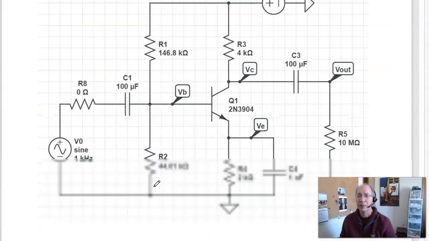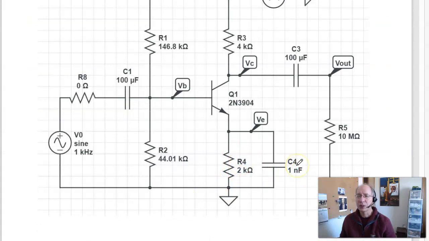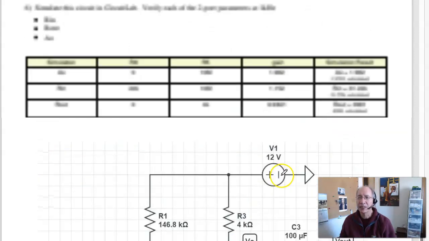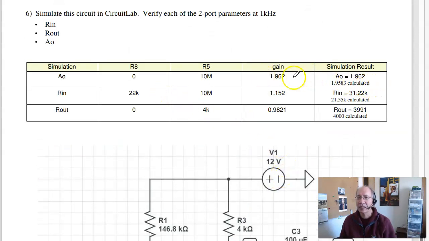In CircuitLab, I can test that. Get rid of C4, or what I did is just make it 1 nanofarad, so small it basically has no impact. Now, do the same thing. Apply 1 millivolt here, measure the output, and I get 1.96 millivolts. Gain is 1.96 versus 1.95 calculated.